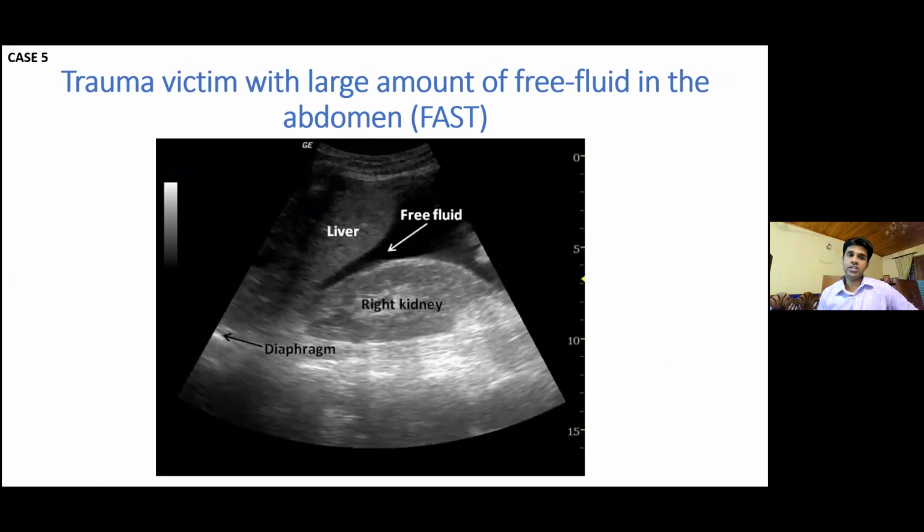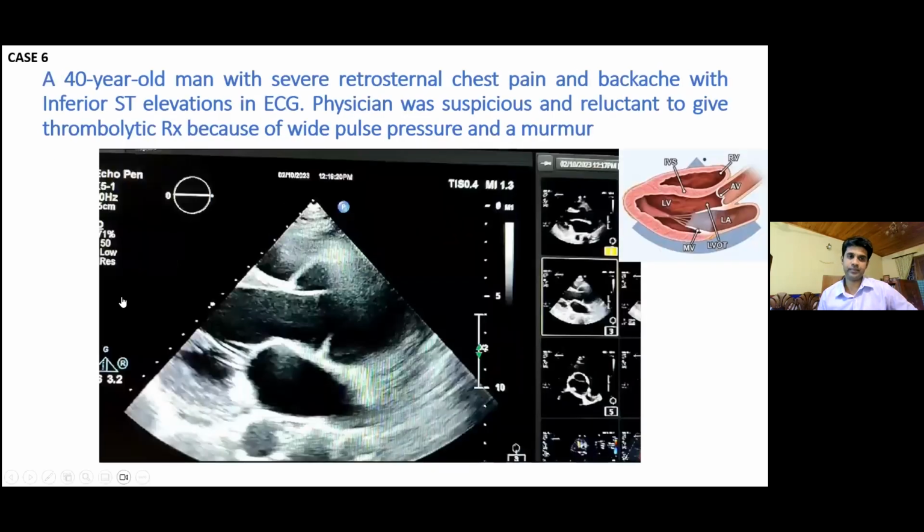All right. So FAST scans have been traditionally performed when we suspect there is a trauma with visceral injury. So this patient was a trauma victim with large amount of free fluid in the abdomen. And of course, we have done a FAST scan. And then this diagram again illustrates the presence of free fluid, which is readily appreciated between the right kidney and the border of the liver. So of course, if we do the scans quickly, we can do timely referral to the surgeons.